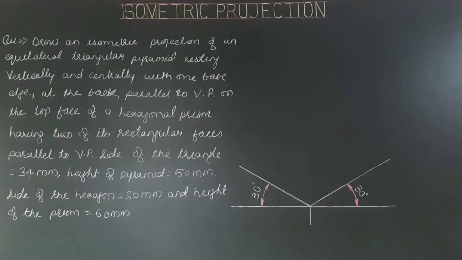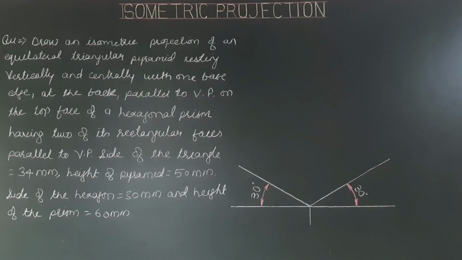Draw an isometric projection of an equilateral triangular pyramid resting vertically and centrally with one base edge at the back parallel to VP on the top face of a hexagonal prism having two of its rectangular faces parallel to VP. Side of the triangle 34 mm, height of pyramid 50 mm, side of the hexagon 30 mm and height of the prism 60 mm.